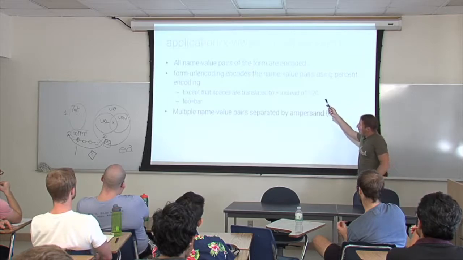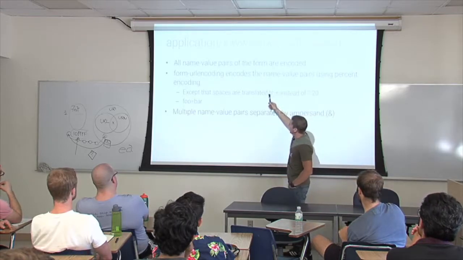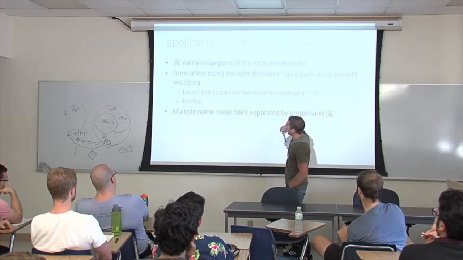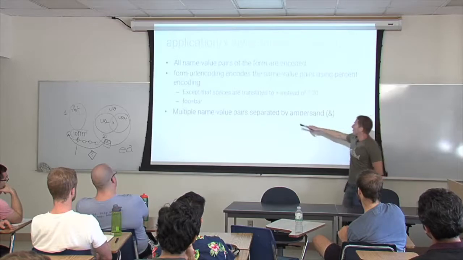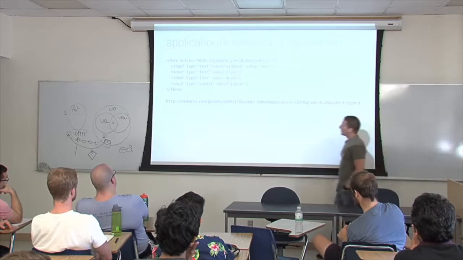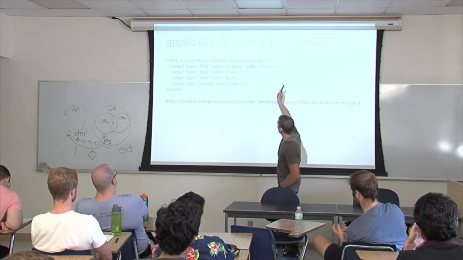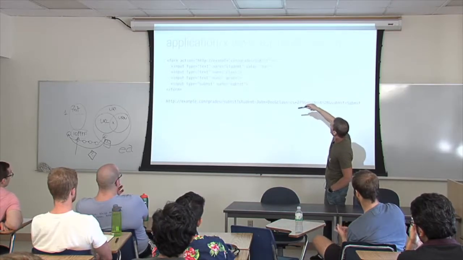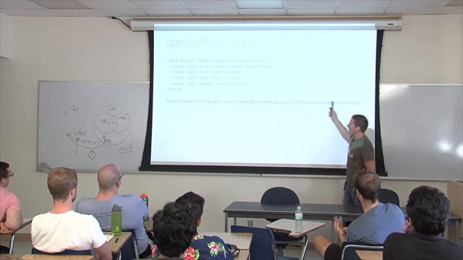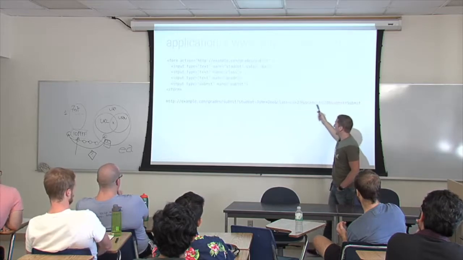The name value pairs are encoded, and fundamentally spaces are translated to the plus sign instead of just being encoded as %20, and multiple name value pairs are separated by ampersand. This is an example. You can see this is a form. The action is the URL. In this case, the method is get, even though I don't see it. That's the default, I guess. And the resulting URL is like this. You can see that spaces have been substituted with pluses, and ampersand divides the different fields.